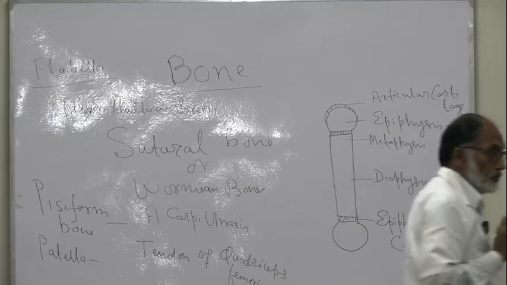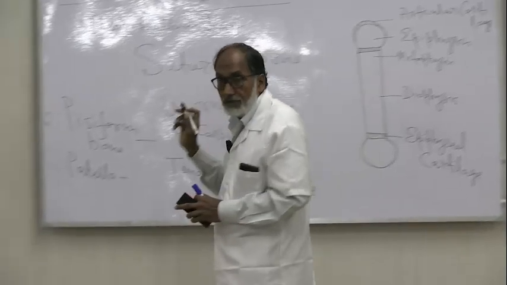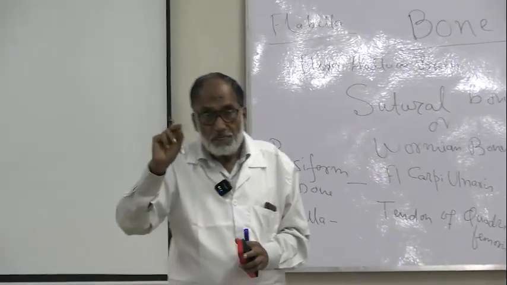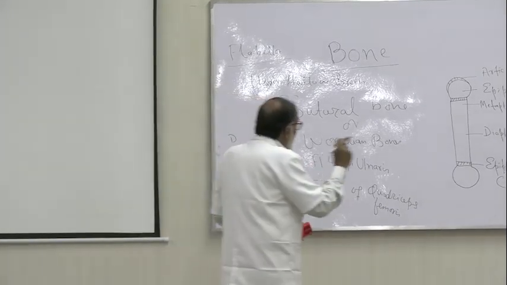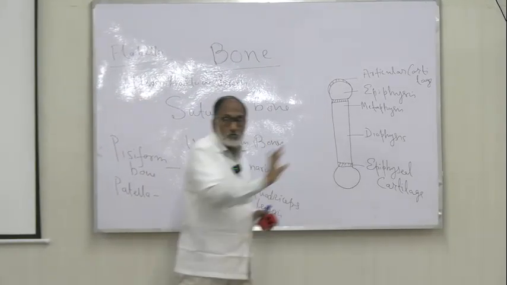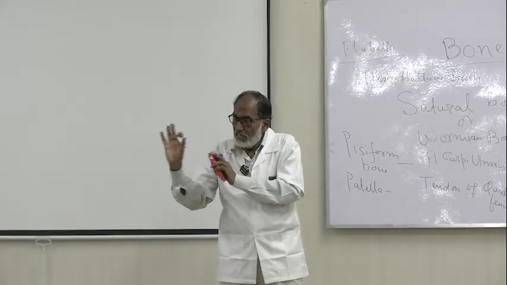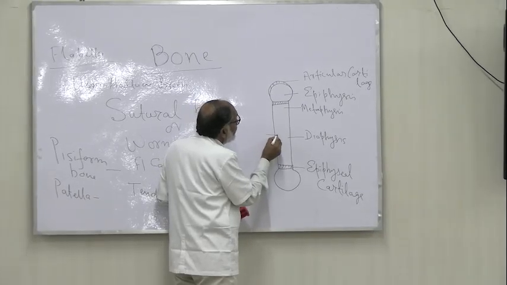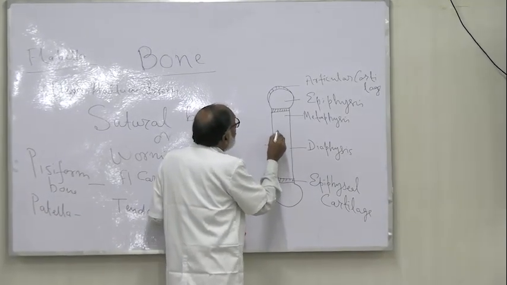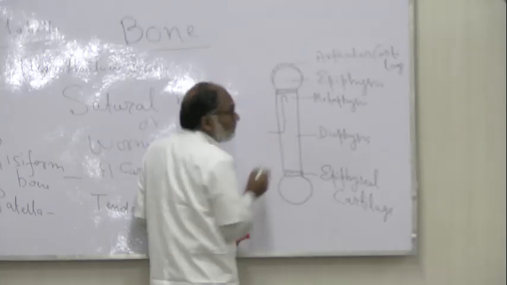Why it is important? Because here infection is frequent. If there is any infection, that infection actually is localized here. Why? It is supplied by which artery? It is supplied by one artery that is called nutrient artery. Nutrient artery enters into the shaft near the middle and it goes here and makes a hairpin like bend.